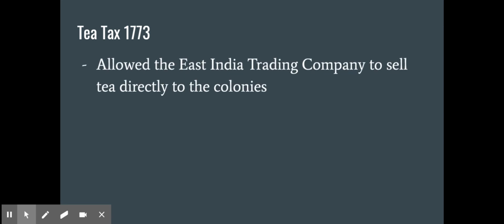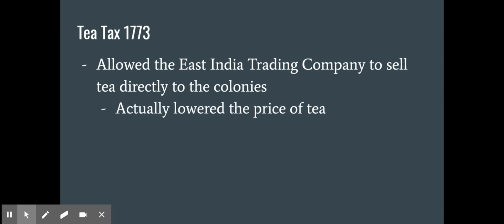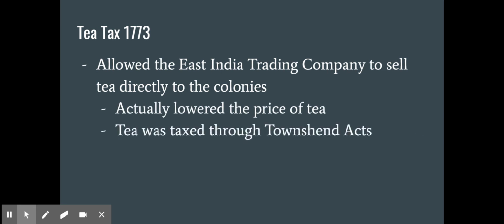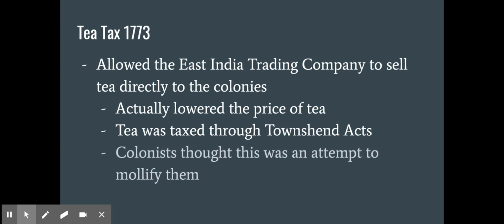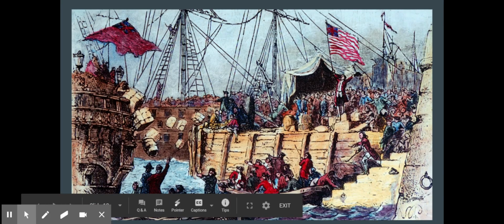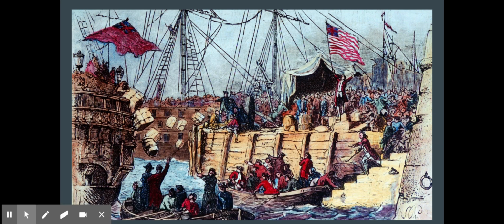So then we have the Tea Act of 1773. So this Tea Act did not actually give another tax, but it allowed the East India Trading Company to sell tea directly to the colonies. It actually lowered the price of tea, but the tea was still taxed through the Townshend Acts. So colonists thought that this was an attempt to mollify or kind of placate, like, hey, we're lowering the price of tea, so now it's not so bad that the tea is being taxed. But instead of actually mollifying them, it just kind of instilled further anger, instilled further revolution, and that led us to what we now know as the Boston Tea Party.